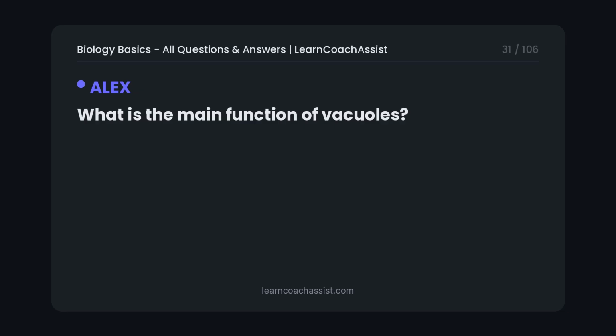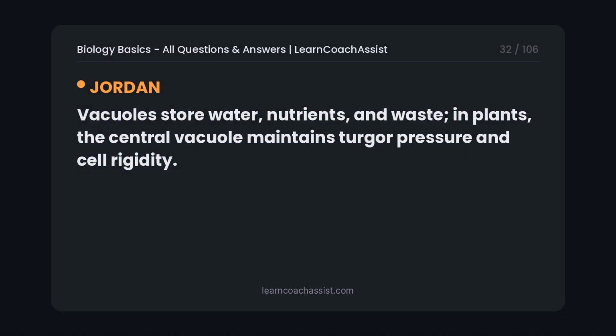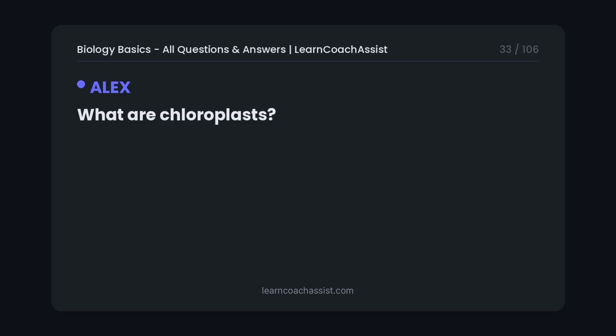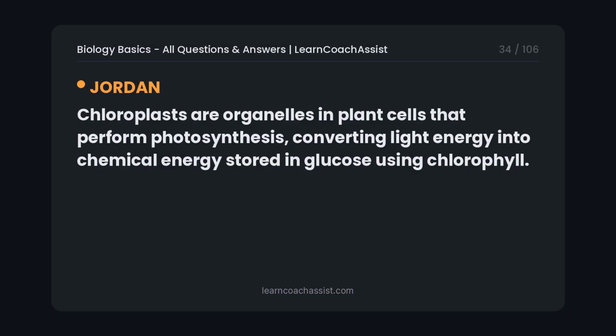What is the main function of vacuoles? Vacuoles store water, nutrients, and waste. In plants, the central vacuole maintains turgor pressure and cell rigidity. What are chloroplasts? Chloroplasts are organelles in plant cells that perform photosynthesis, converting light energy into chemical energy stored in glucose using chlorophyll.